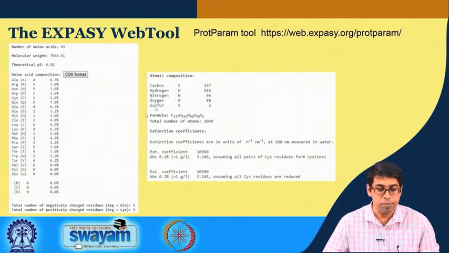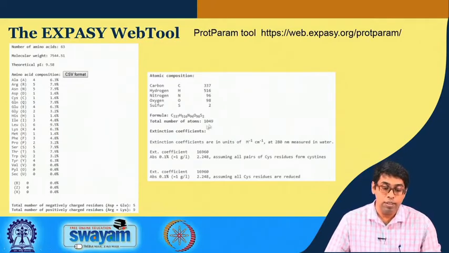You will get more information, for example, the atomic compositions and the total number of atoms that you have in your protein. So, these numbers can be useful if you are doing NMR spectroscopy to determine the structure of your protein. And finally, one of the most important parameters that you will get is the extinction coefficient at 280 nanometers.